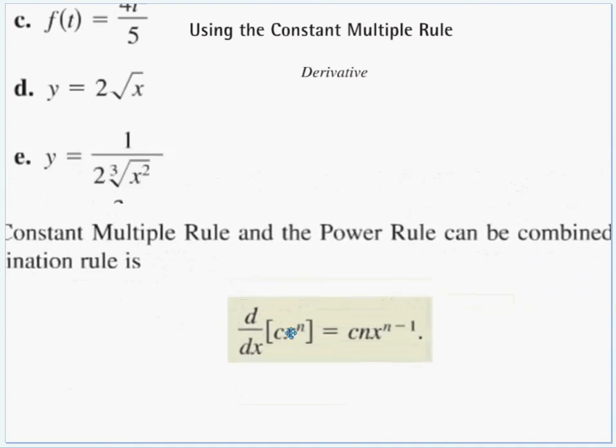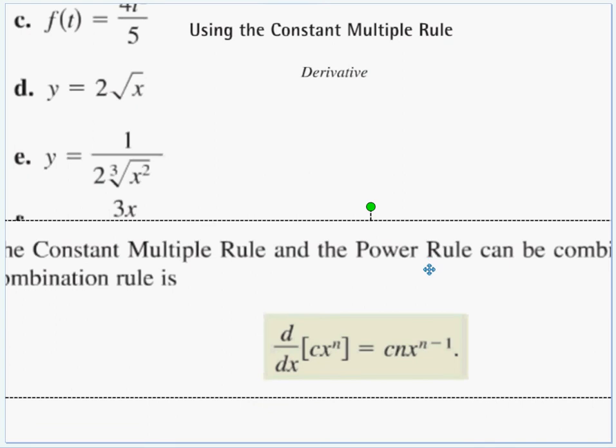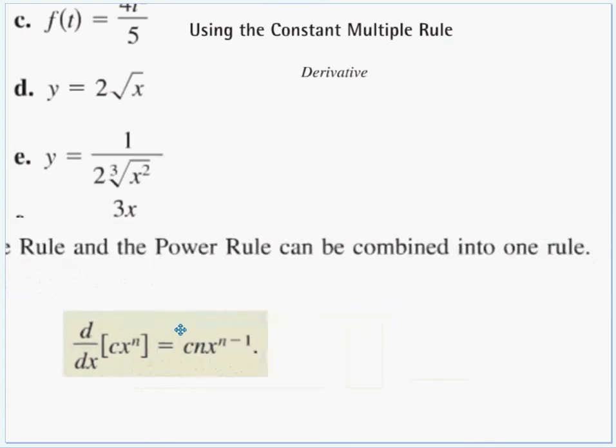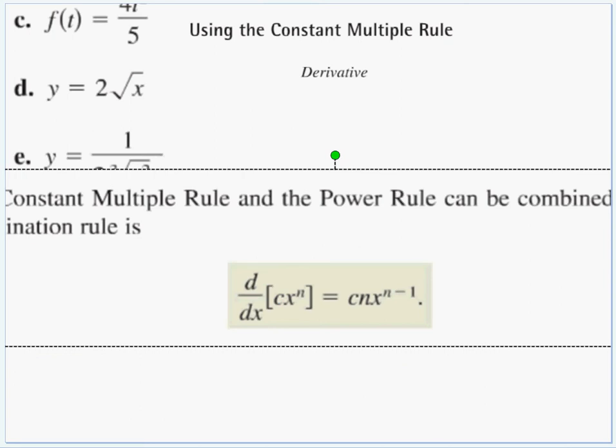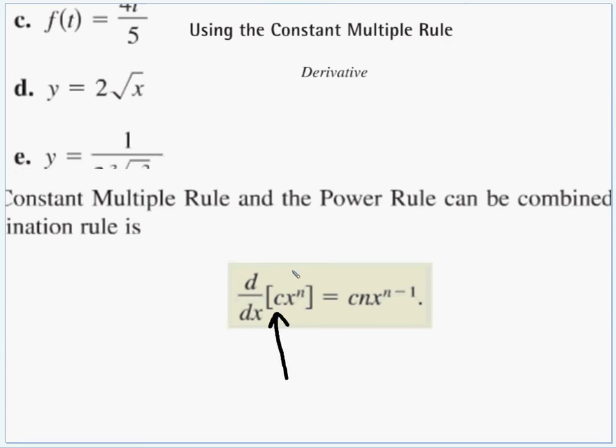So now here's where the book starts doing this. The constant multiple rule added together with the power rule can be combined into a more powerful power rule. So here we've got this leading number c. When the n comes down, you just multiply it. C times n. And then we have our base x, and we've dropped our exponent by 1.